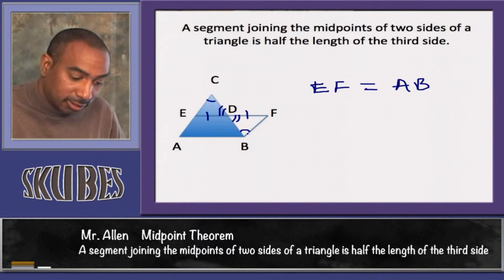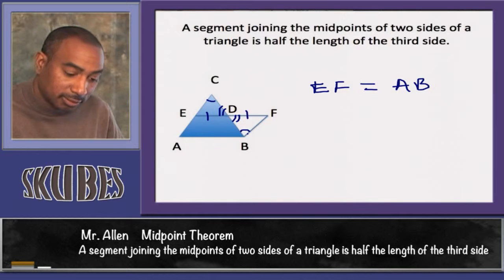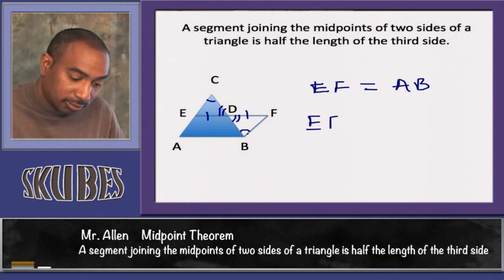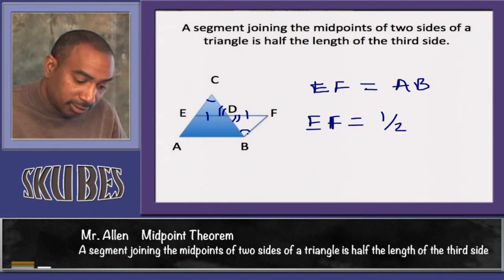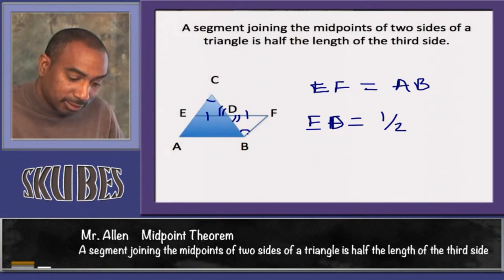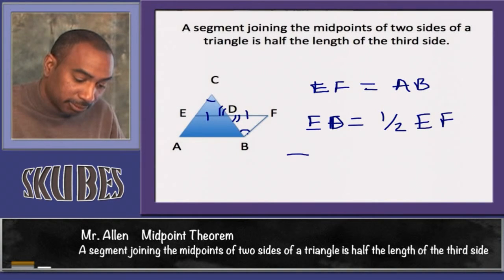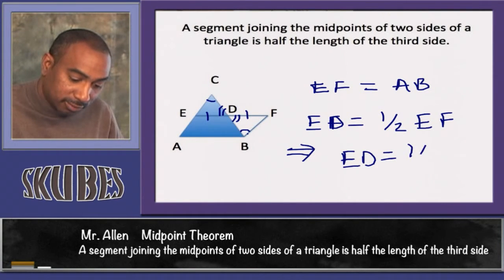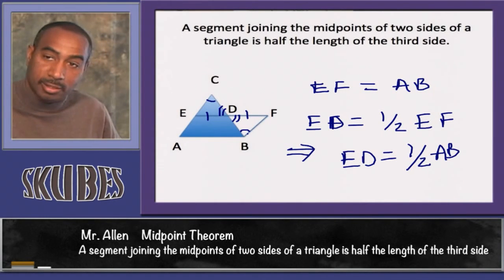But since ED is half of EF, I can conclude that ED is also half of AB because EF is the same as AB.